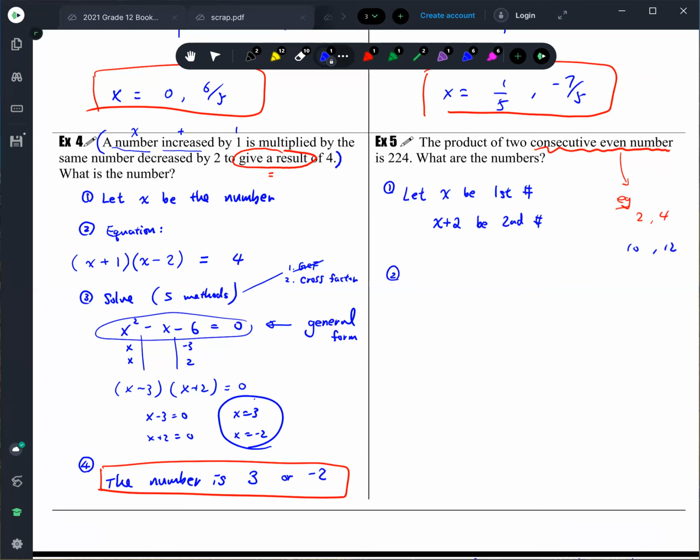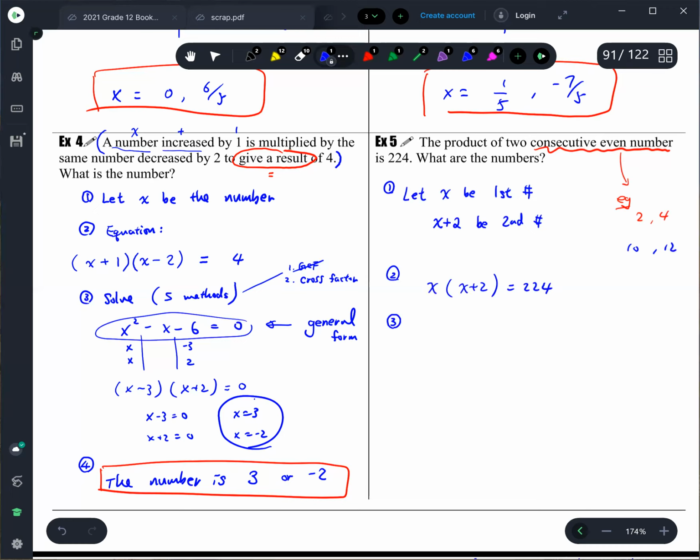Okay. And then their product, right? So we can write x times x plus 2, right? First number times the second number has to be 224. So that's your equation. Step 3 is to solve. So similar to the left side, you need to change it into general form and see if you can factor, okay? I'm gonna let you do that. You can tell me what you got for x, okay? Raise your hand once you have the 2 numbers, 2 answers for x.